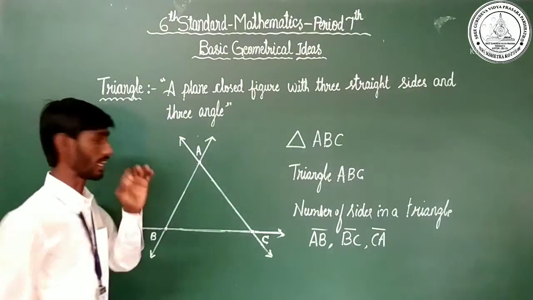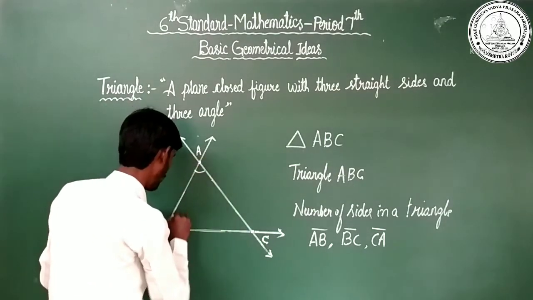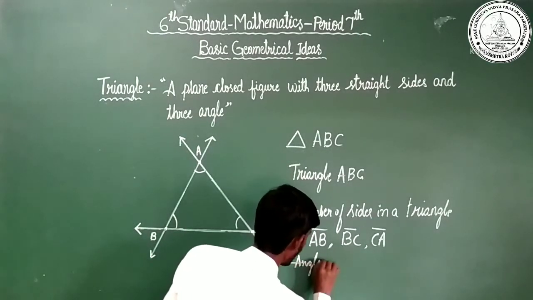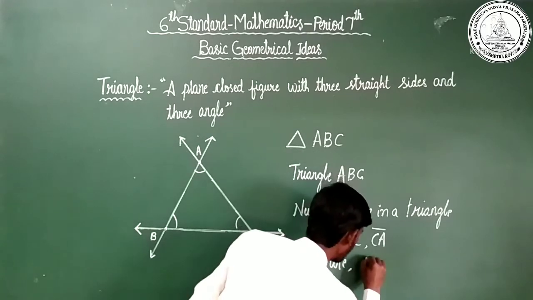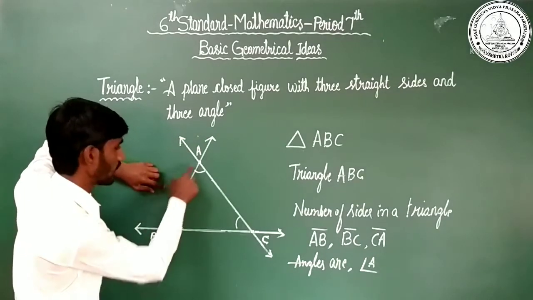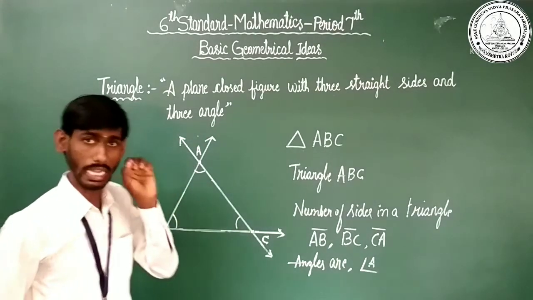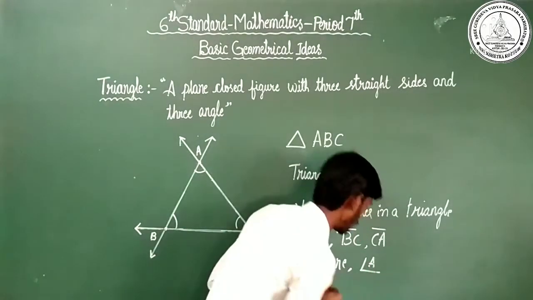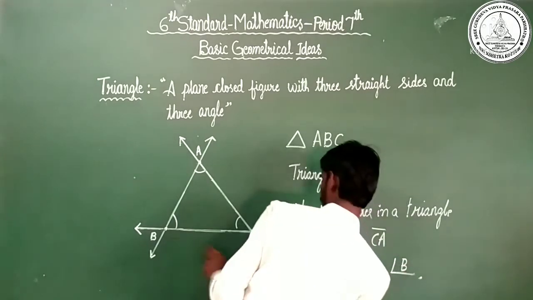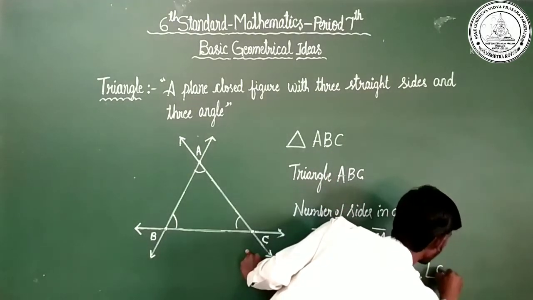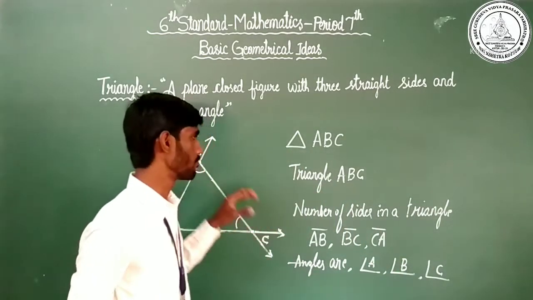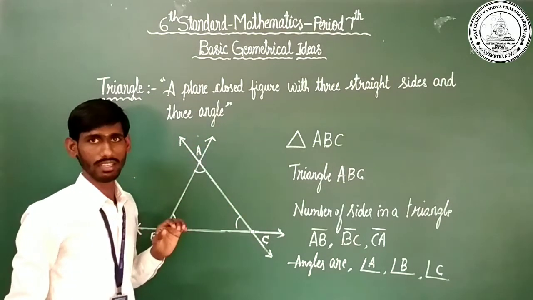And also, there are three angles: angle A, angle B, angle C. Angle A can be written as BAC. Okay, A should be in between. So, you may write angle A. Next, angle B, and also angle C. Alright, angle A, angle B, angle C. This is the basic information about a triangle.